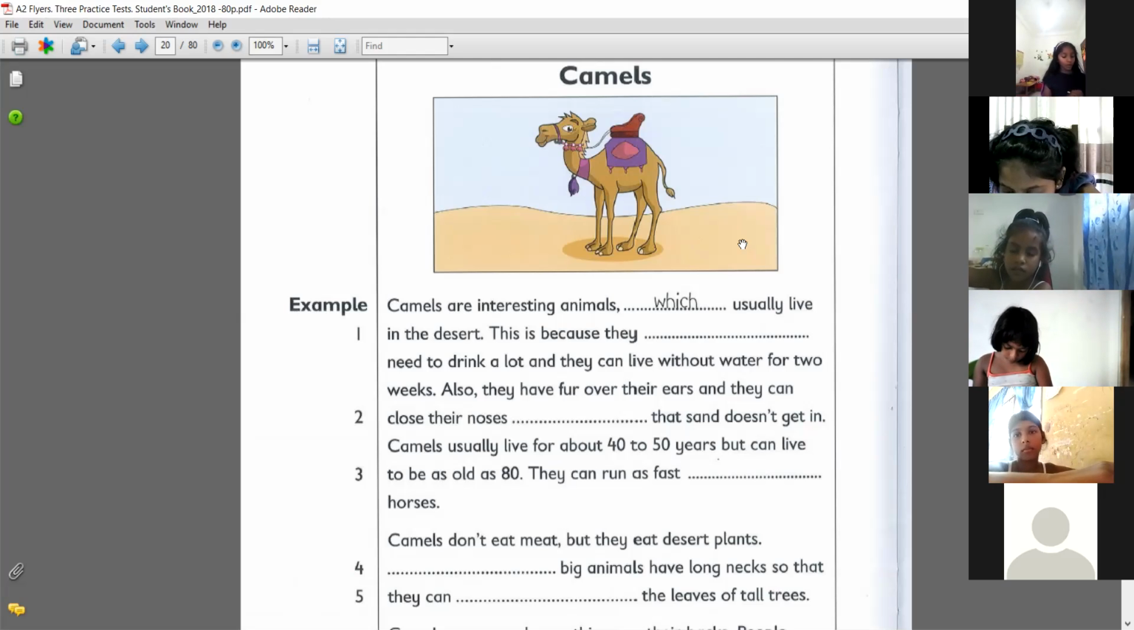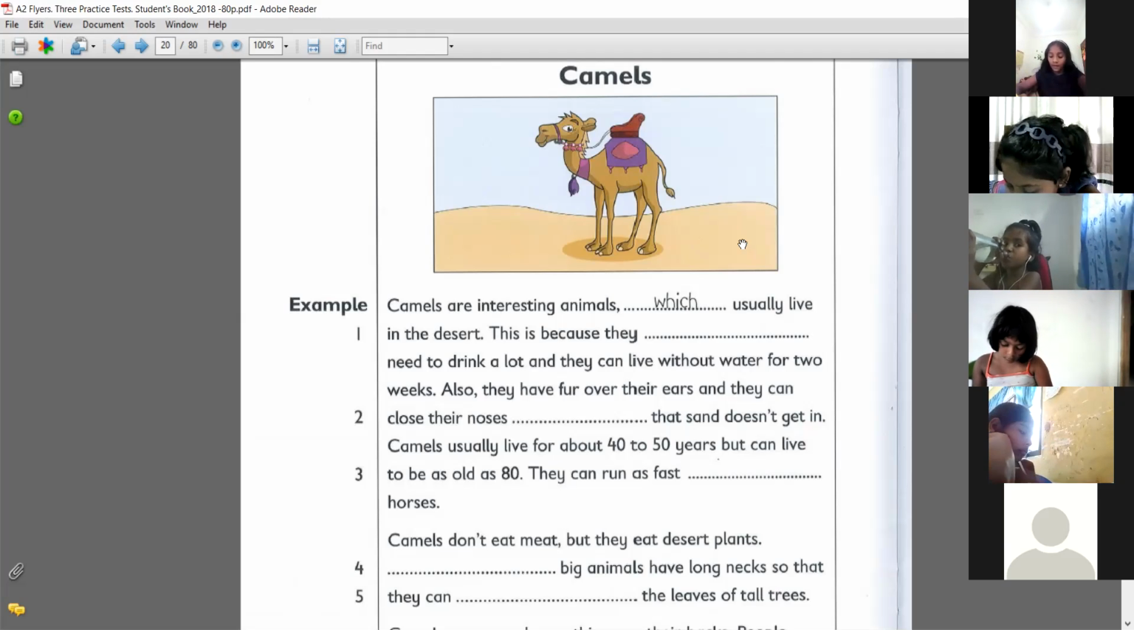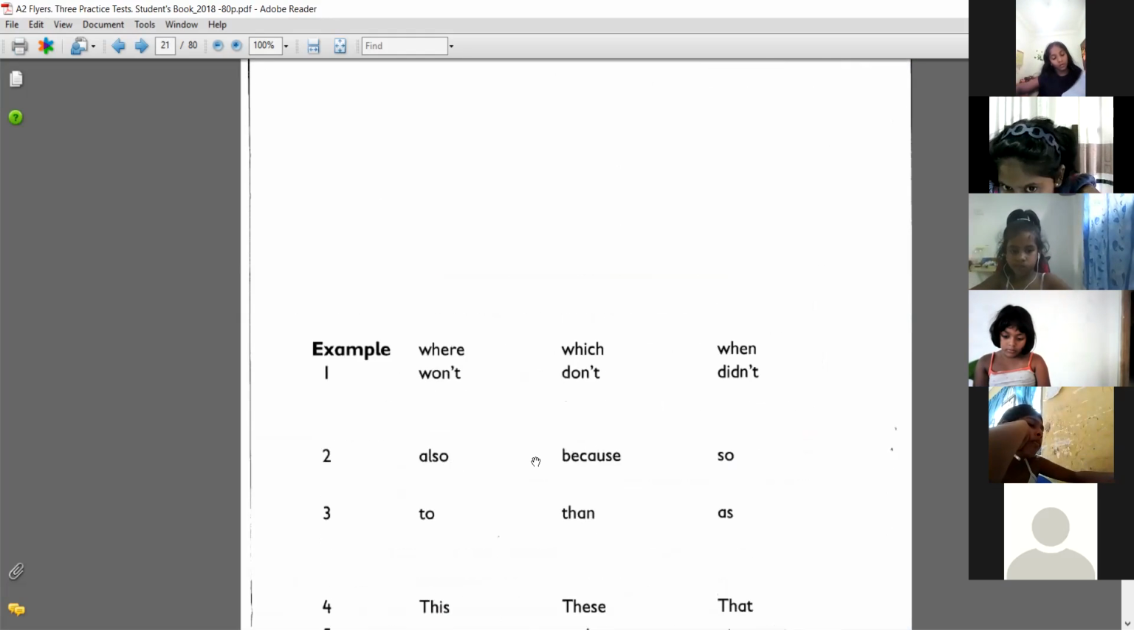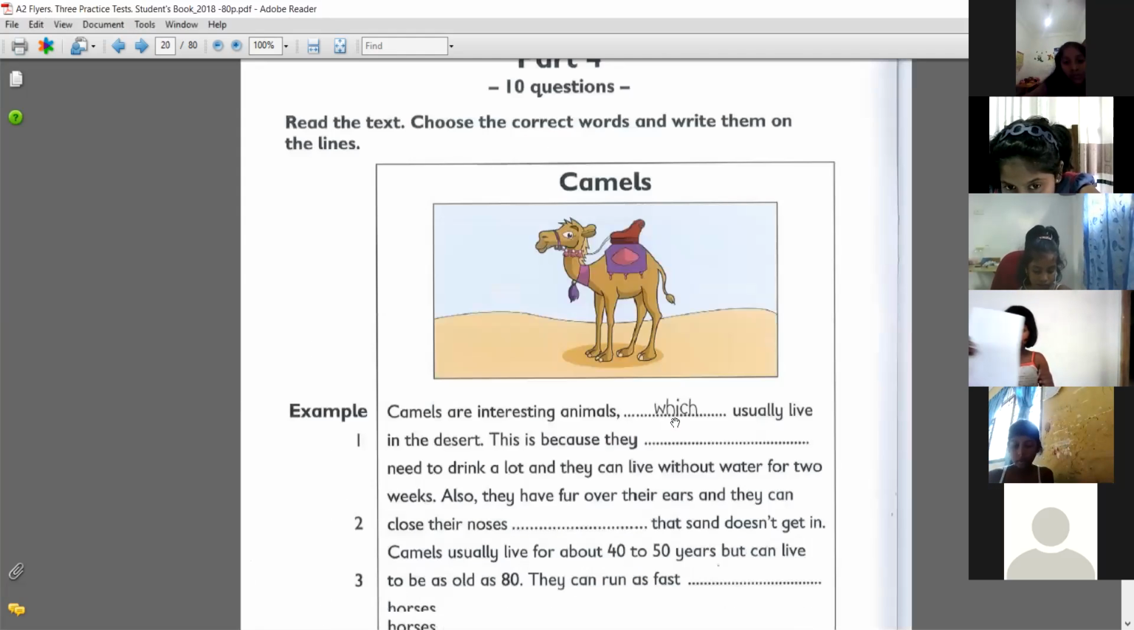Okay. Also, they have fur over their ears and they can close their noses blank that sand doesn't get in. Now, there are three answers. What are the answers? Also, because, so. Because means "since". We also say "so" when we mean "therefore". Now see what comes here.